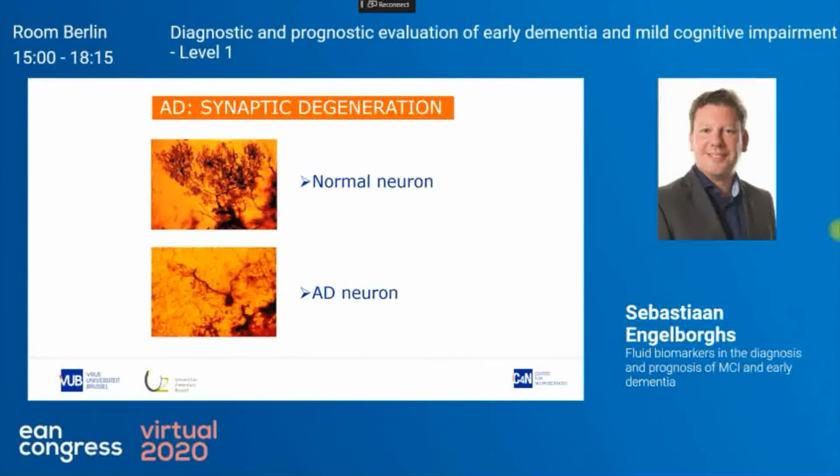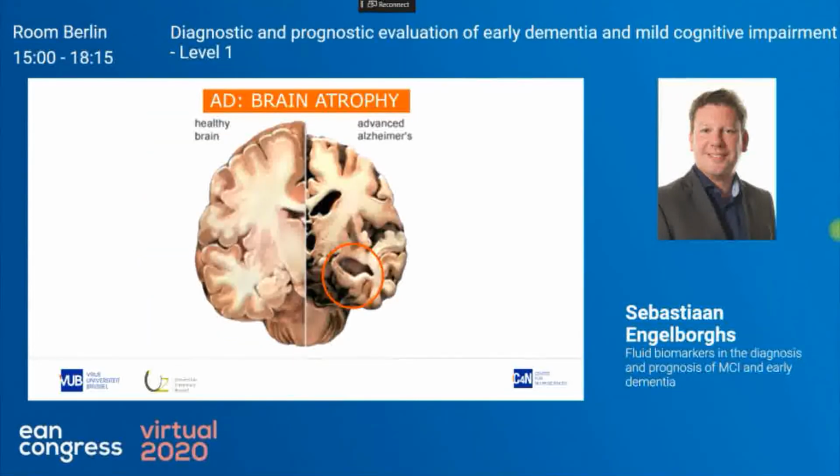A next step in the pathophysiology of Alzheimer's disease is the degeneration of the synapses, which leads to a degeneration of the brain network. And this leads to what we call brain atrophy. The volume of the brain reduces, the mass of the brain reduces, and this can be visible on the brain MR scan. In Alzheimer's disease, the atrophy is maximal in the medial temporal lobe region where the hippocampus is located.